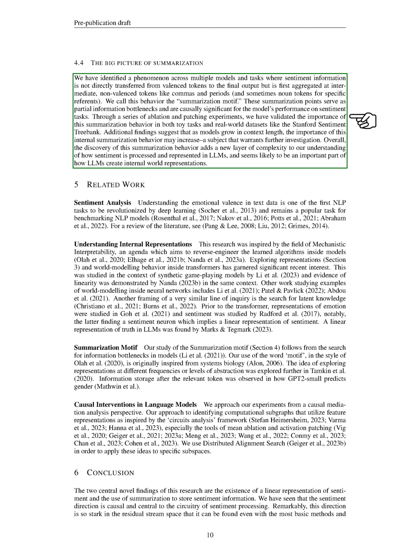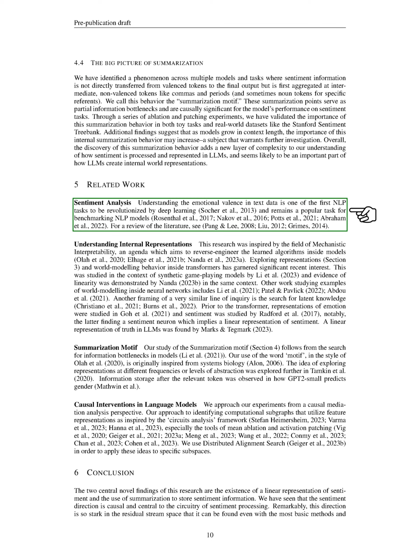As models grow in context length, the importance of this internal summarization behavior may increase. This discovery adds a new layer of complexity to our understanding of how sentiment is processed and represented in large language models, LLMs, and seems likely to be an important part of how LLMs create internal world representations. Understanding the emotional valence in text data is one of the first NLP tasks to be revolutionized by deep learning and remains a popular task for benchmarking NLP models.